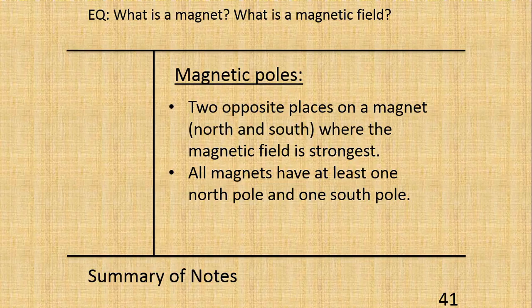Then we've got magnetic poles. There are two places on the magnet, north and south. This is where the magnetic field is going to be strongest, and it's also where the magnetic field is entering and exiting the magnet. It's always going to have at least one of each, north pole and south pole. Sometimes you can get weird shaped magnets that will have more than two, but it's always going to have at least one of each.